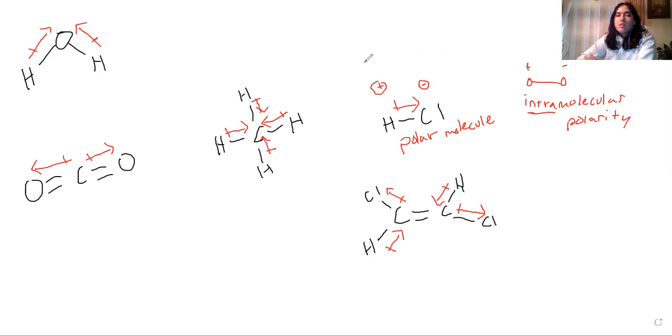Now how about the rest of these molecules? I'm going to switch to a different color. I don't like red. It's so strong. So this is our water molecule. And how can we tell if it's polar? Well, actually, let's start with this carbon dioxide. How can we tell that the carbon dioxide is polar?